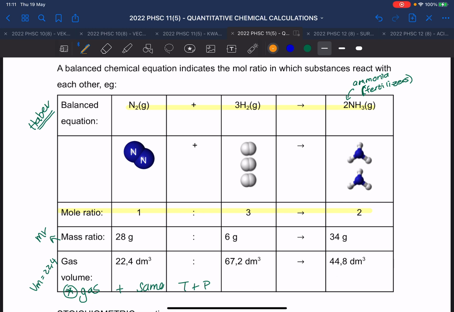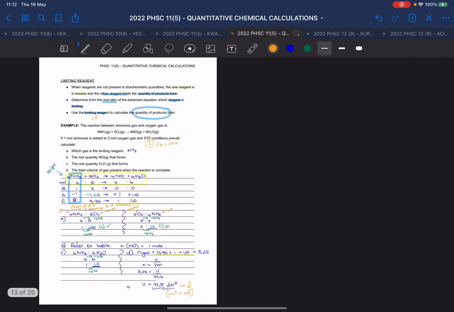But you're only allowed to compare the volumes with one another if you're working with gases. So you can't compare the volume of a solid with a gas. So if they are all gases, then you can use the volume ratio. And if you are at the same temperature and pressure, so either STP or any same temperature and pressure. So they must all have the same environment. Okay, so that's the one that we're going to do now.